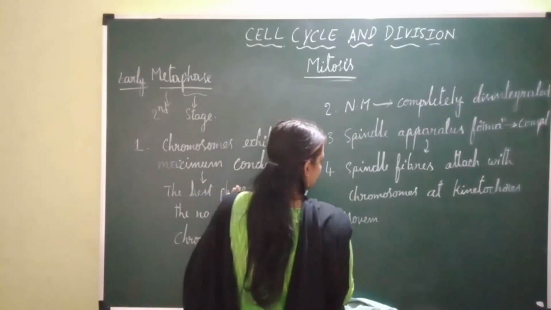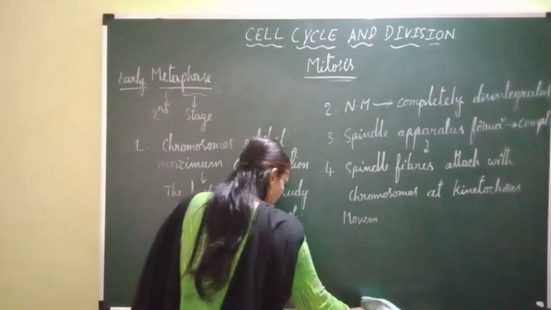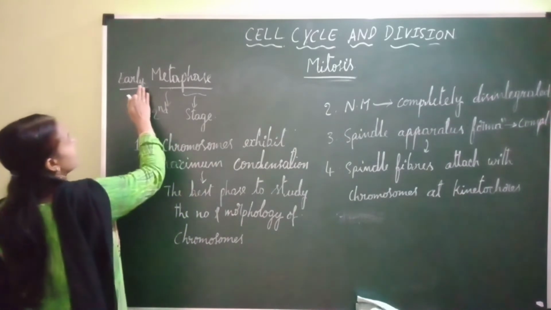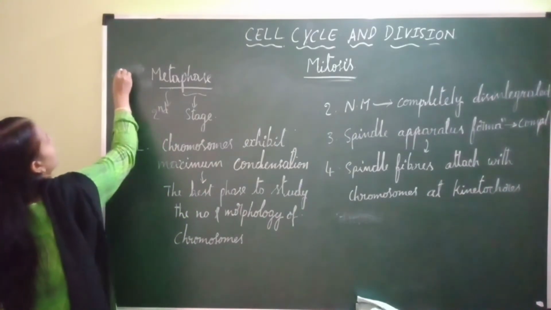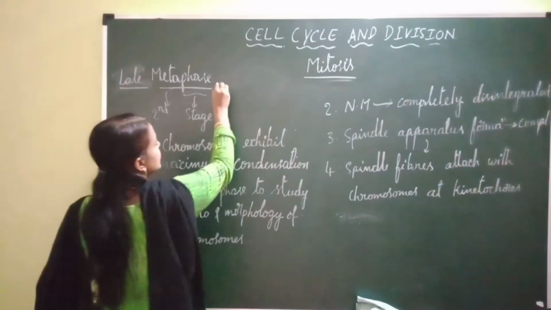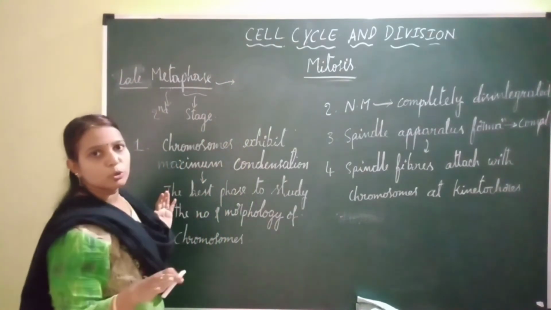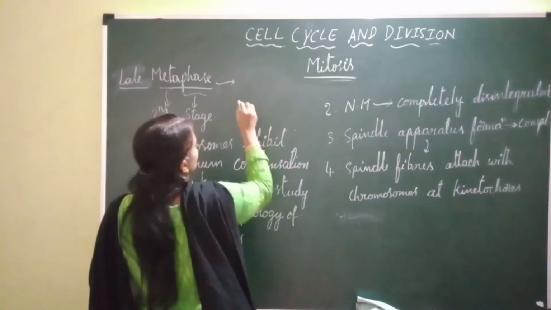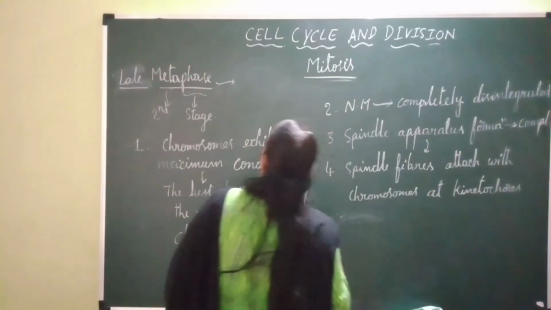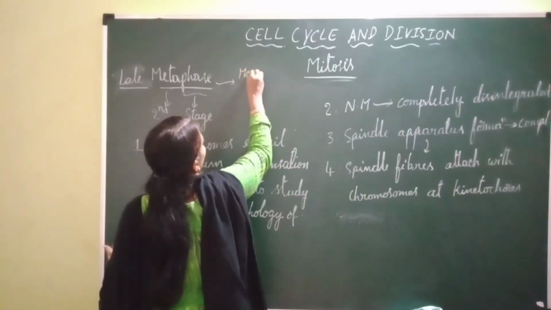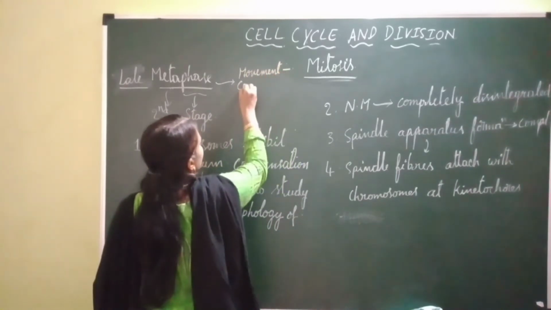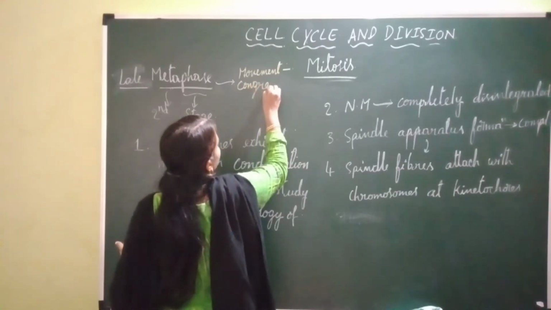Now we are going to study late metaphase. So what happens in late metaphase? These spindle fibers are bringing the chromosomes towards the center of the cell. This movement of chromosomes towards the center of the cell is called congression.